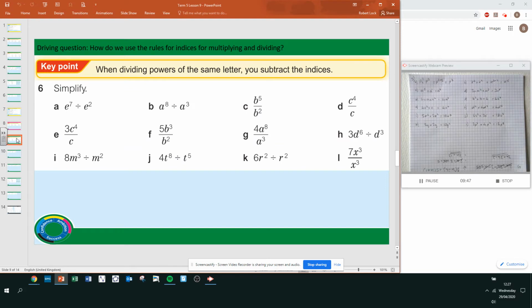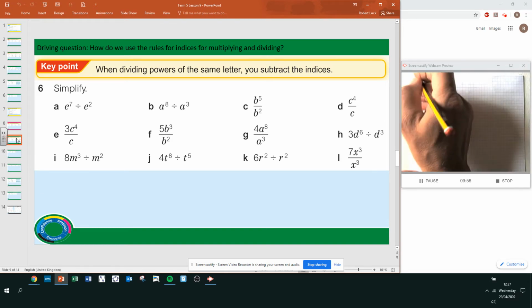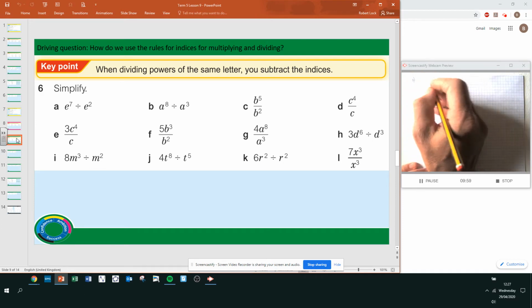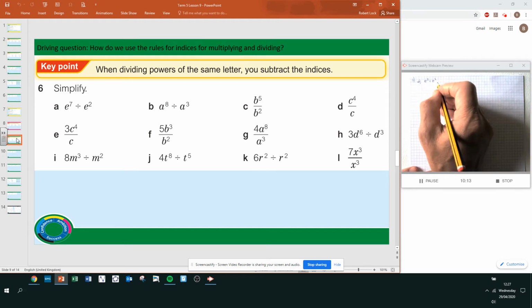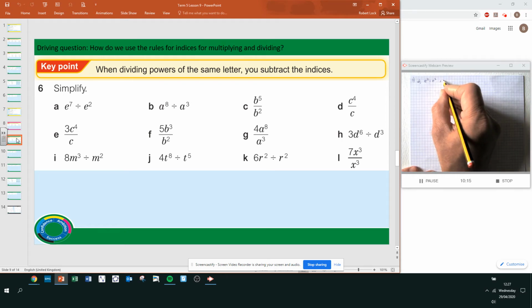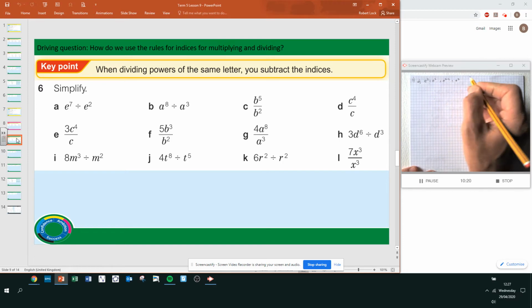Next set of questions. Pause the video, you try them, and then I'll come back and show you. Question 6, A. Simplify e to the power 7 divided by e to the power 2. Remember what I said? Division is the opposite of multiplication. In multiplication, we add the powers. Here, in division, we take the powers away. So e to the 7 minus 2, which is e to the power 5.